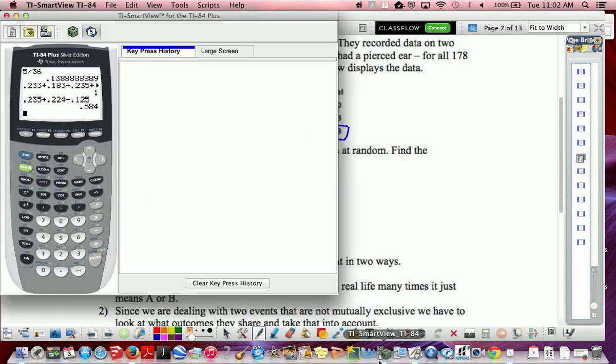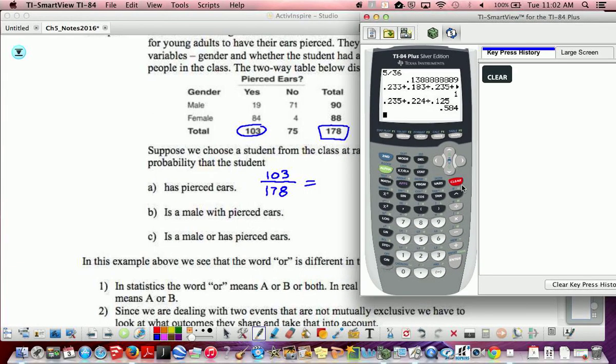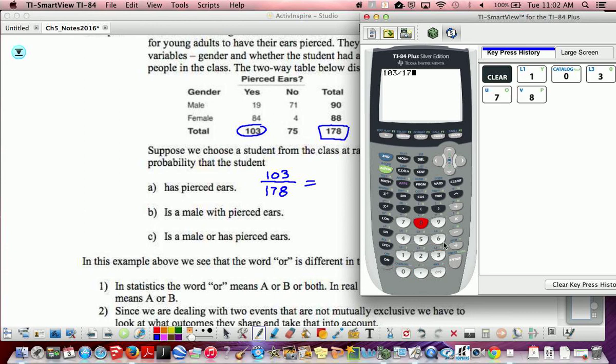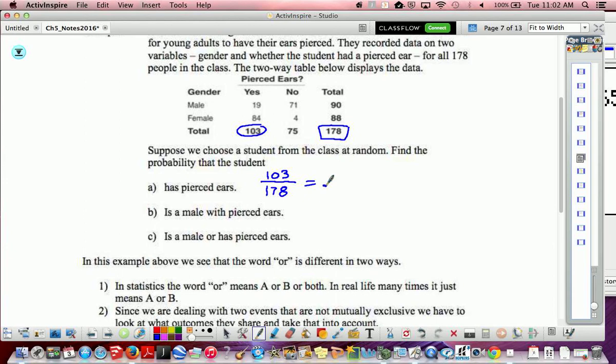Okay, I know my calculator's open. I purposely didn't want to shut that down. But if you want the decimal, 103 divided by 178. Go ahead and hit enter, switch it to the large screen. So 0.579 is it as a decimal. So then, just keep on doing the process here.